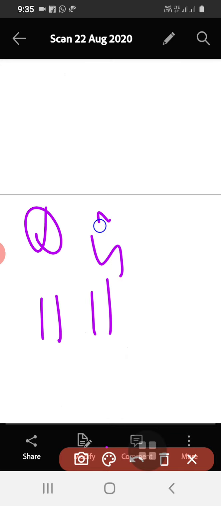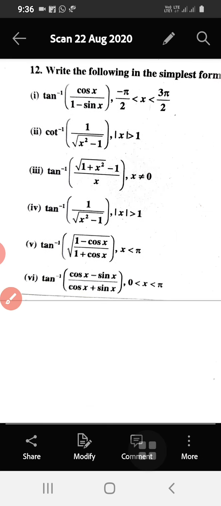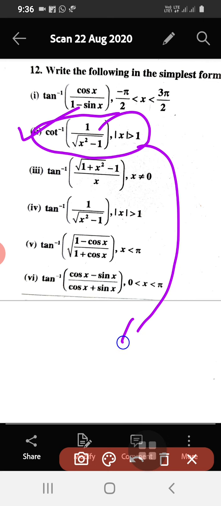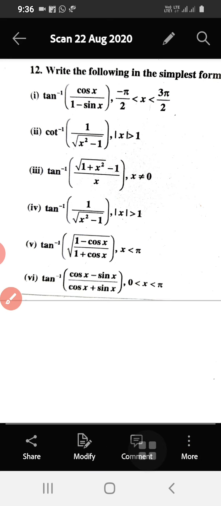So theta is what? Secant inverse x. So this is the simplified form of the given expression. See here, cot inverse of 1 by square root of x square minus 1 was given. The simplified form for this is secant inverse x. So we can do like this. So this is the second example.